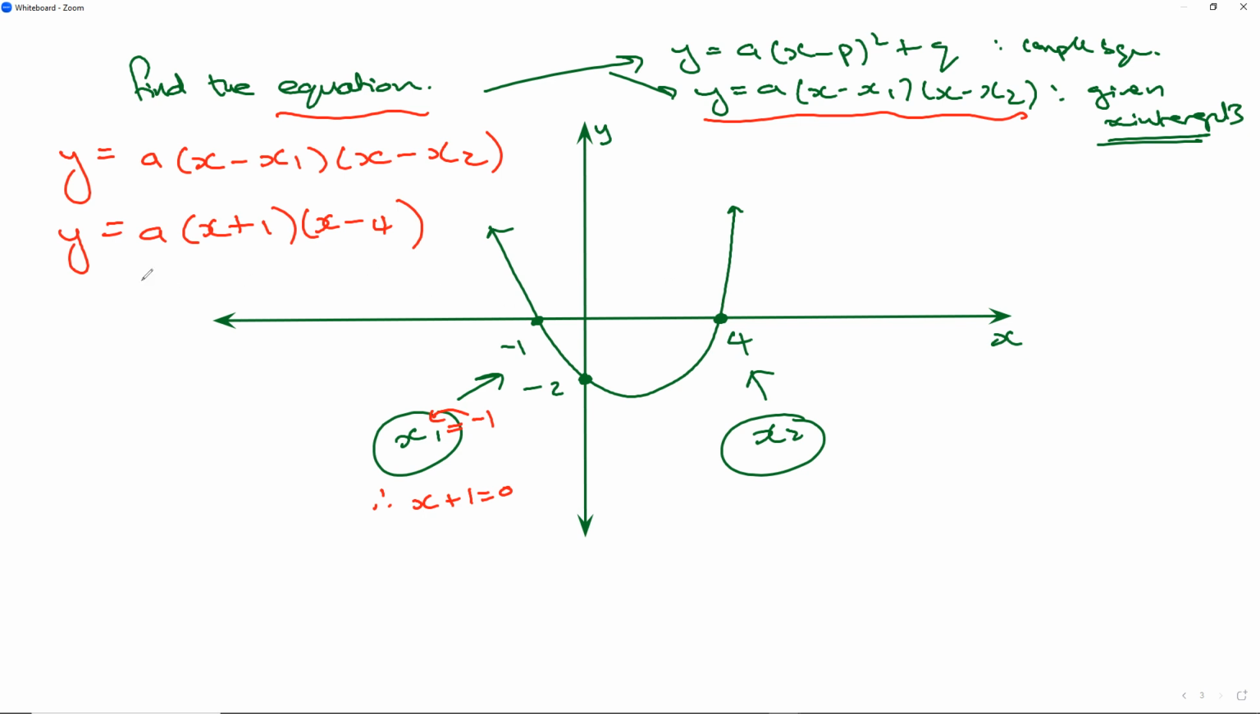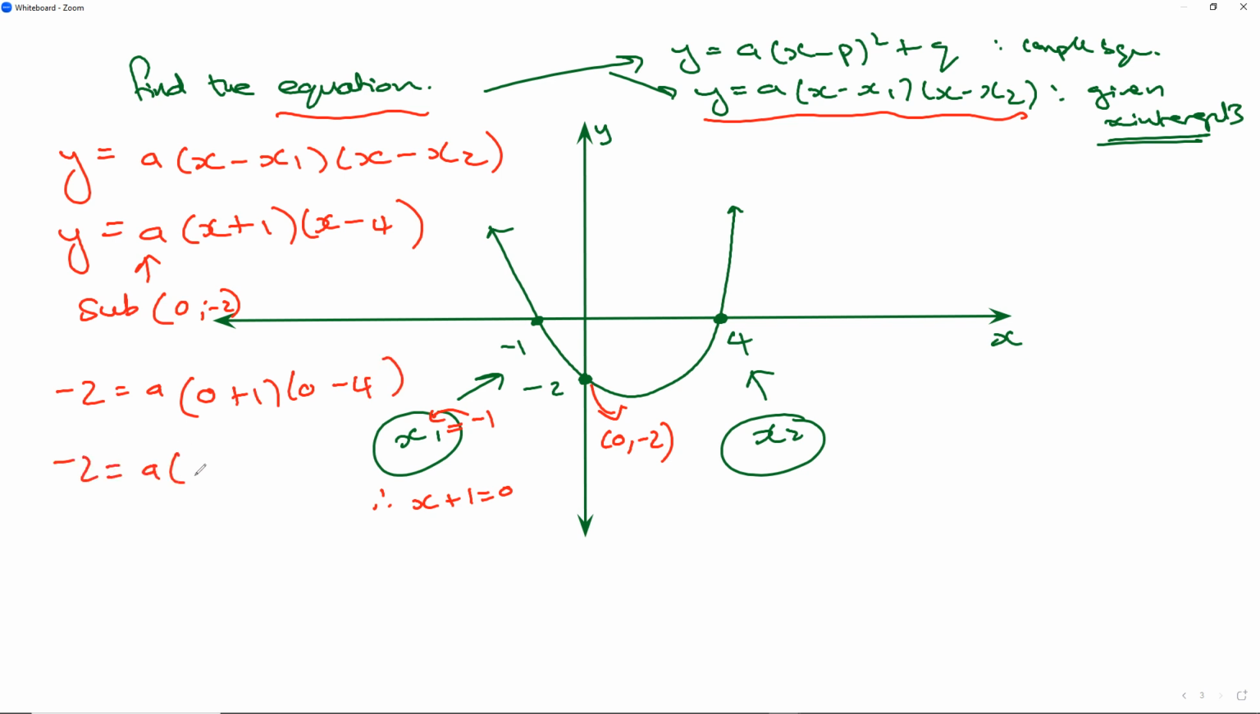Okay. I need to find the a value, so I'm going to substitute any other point that lies on this curve. And I can see another point over there. The coordinate of this point over here is (0, -2). And so if I make y equal to -2 and x equal to 0, I will end up with -2 equals a times 1 times -4. That's -4a. -2 over -4 equals a. And so a equals a half.